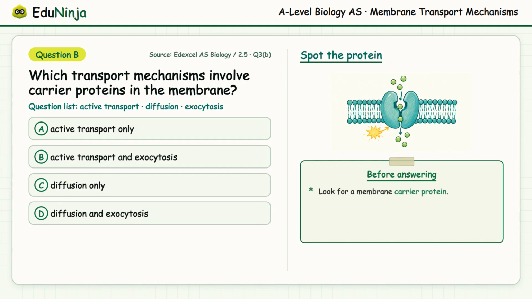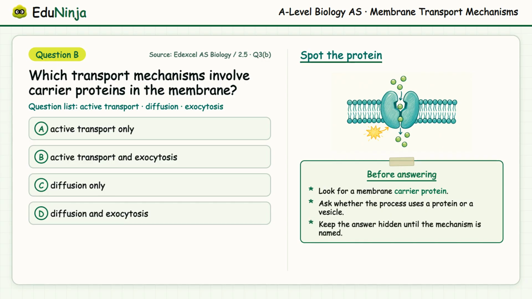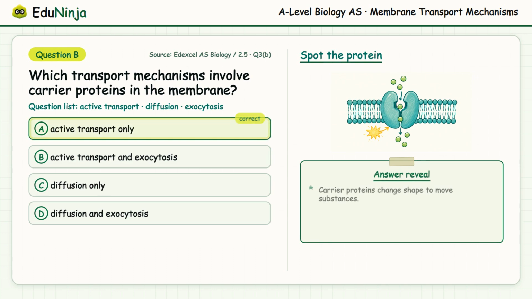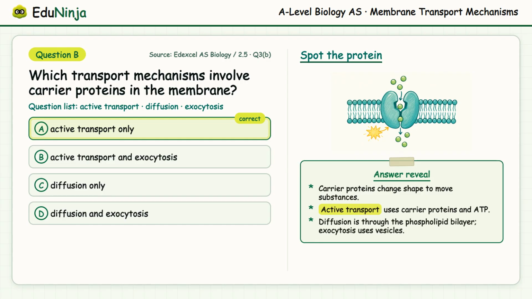Carrier proteins are membrane proteins that change shape to move substances. Active transport uses carrier proteins and ATP. Diffusion through the bilayer does not use a carrier protein, and exocytosis uses vesicles. That means the answer is A. Active transport only. For this question, carrier protein is the clue word.